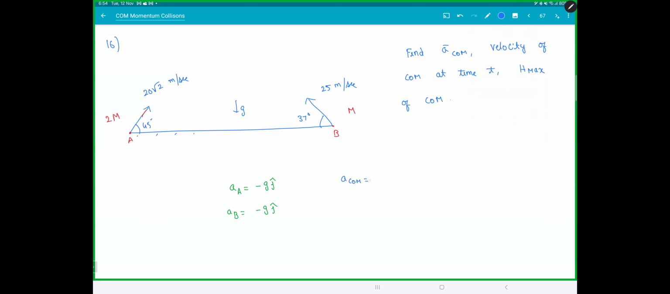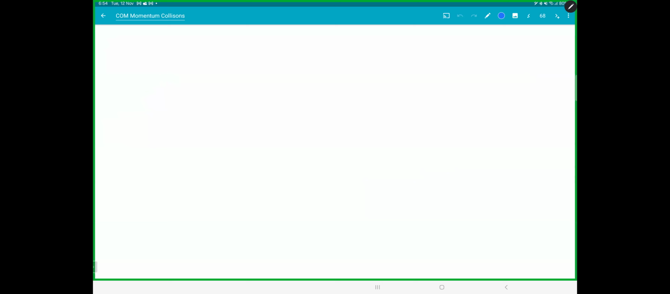So acceleration of center of mass will be 2m times minus g j cap plus m times minus g j cap, divided by 2m plus m. So you can clearly see acceleration is constant. Then if you look at the velocity here, this is 20 root 2 at 45 degrees. This is for A.